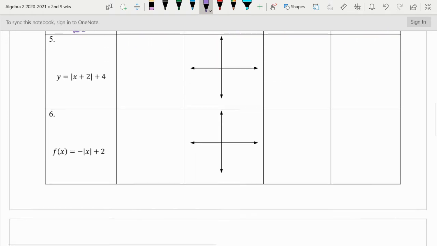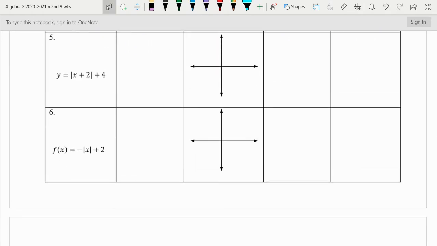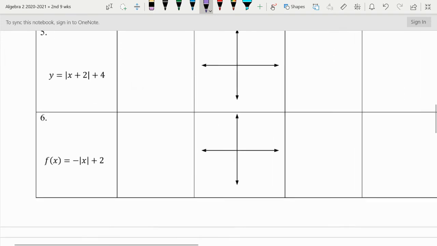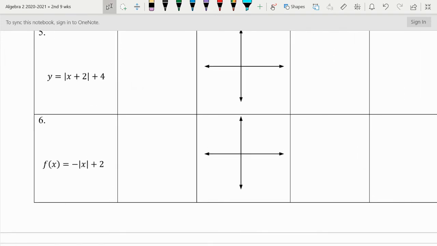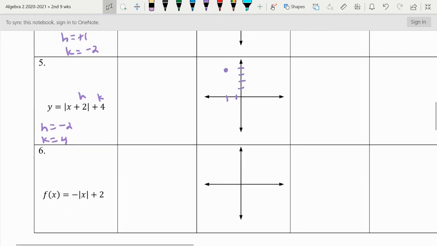Okay, this one too. So again, it's good to write your h and k's for this. We've got plus 2 inside, plus 4 outside, h, k. So h here is really a negative 2, and of course k is a positive 4. Negative 2 means it's going to move left 1, 2, and then up 4, 1, 2, 3, 4, and that's where our vertex will be.